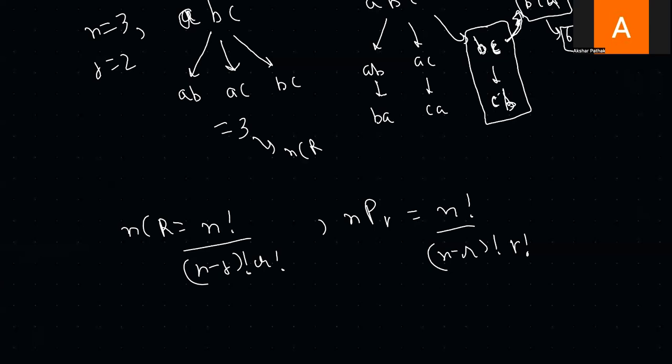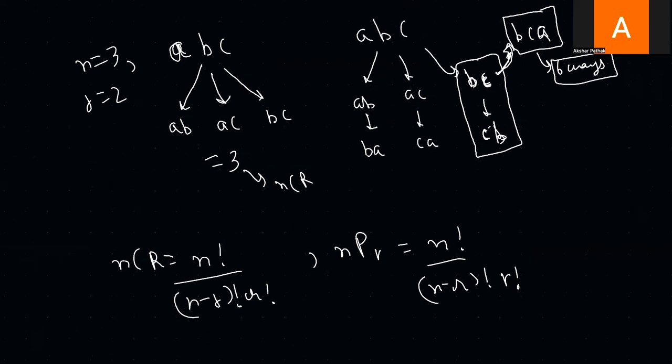So the number of ways to select the two letters from this three letter word is NCR. In this case, 3C2. So first you will do that, and after selecting those, you will arrange them. So can I say that the number of ways to arrange r items will be r factorial?